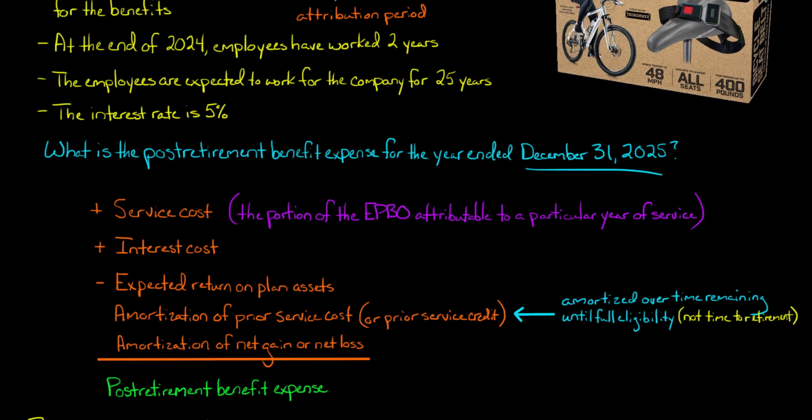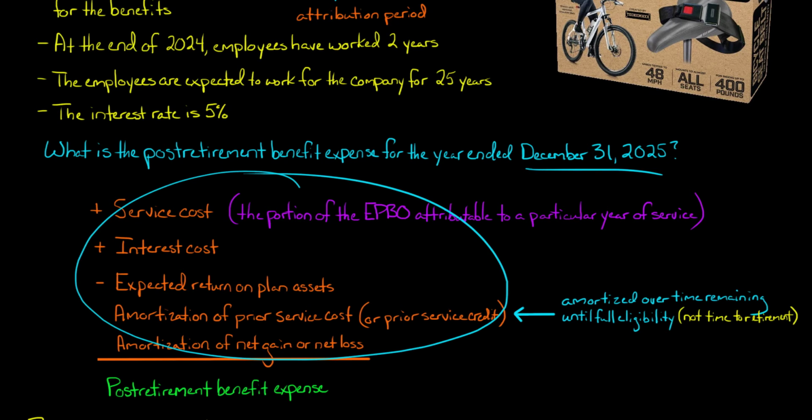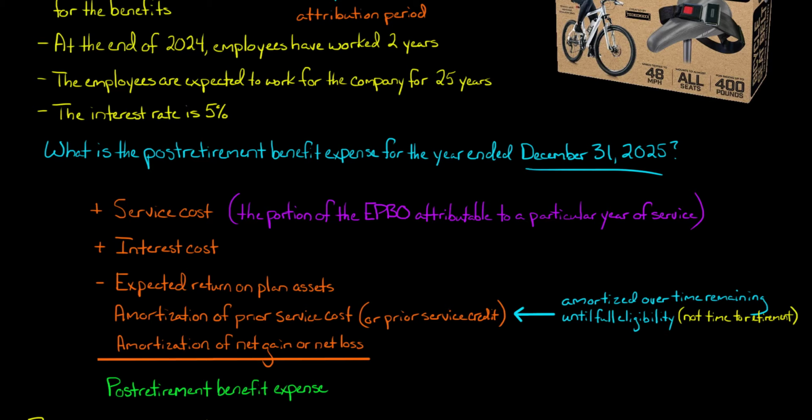Similar to accounting for pensions, we have 5 components. Okay, not all 5 of the components are always present, but we're going to have service cost increase post-retirement benefit expense, and we're going to have interest cost increase post-retirement benefit expense, and then any expected return on plan assets is going to decrease post-retirement benefit expense. In this example, we said this is an unfunded plan, so there are no plan assets, so the expected return is going to be 0.